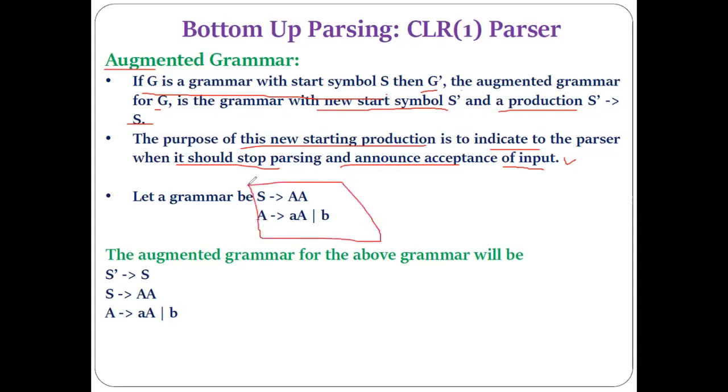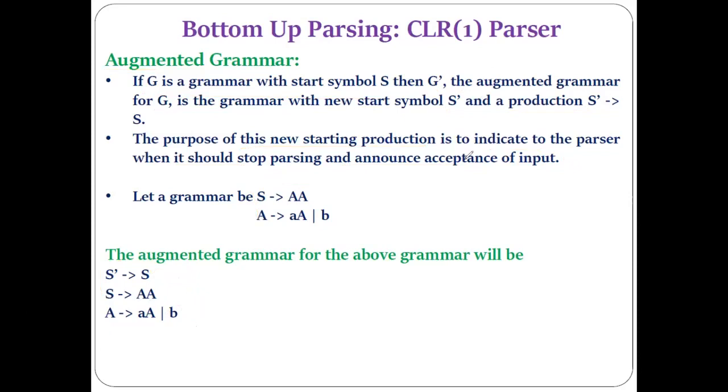So if this is the original grammar, S derives A and A derives small a and small b. For this particular grammar, an augmented grammar like this can be generated. How it is generated, I already told you last time: we have to introduce the new non-terminal S dash, and derive S dash to S, the starting symbol of the original grammar, and the rest of the things we write as they are. The main purpose of having the augmented grammar is to give the parser an idea when it should stop parsing and announce the acceptance of the input string.